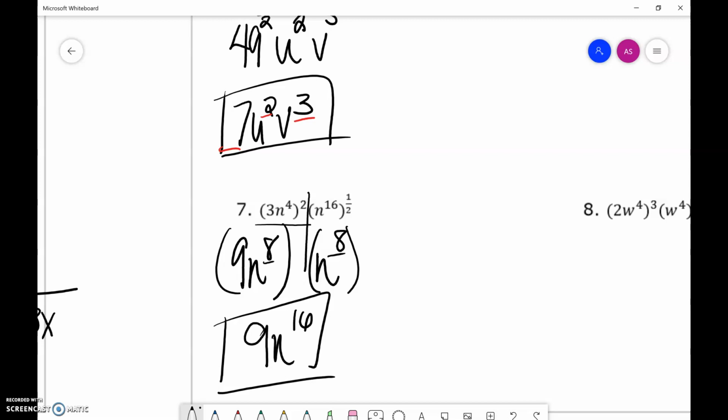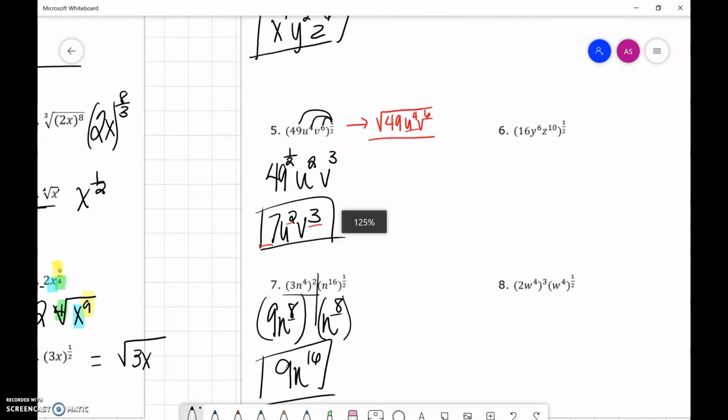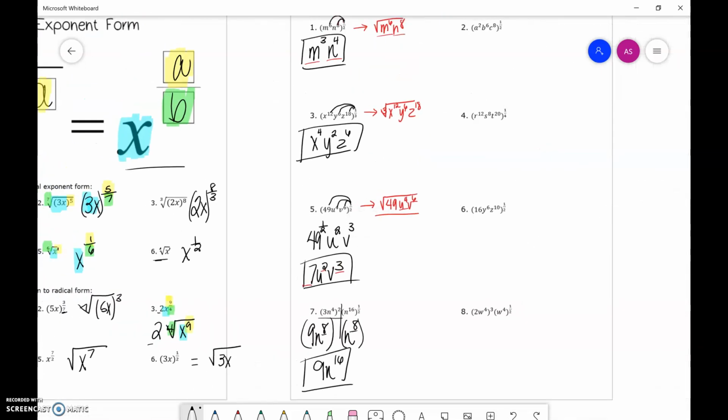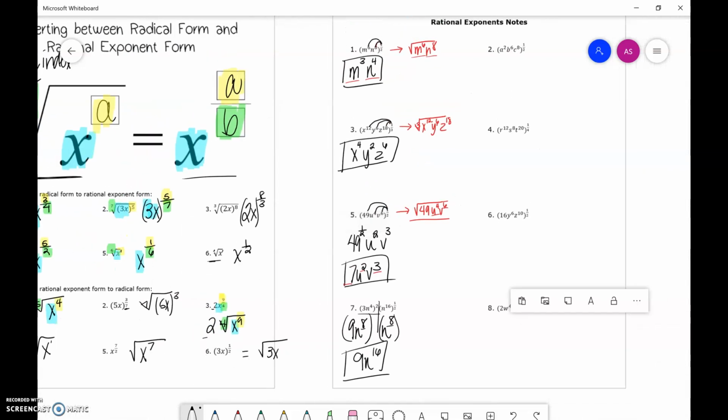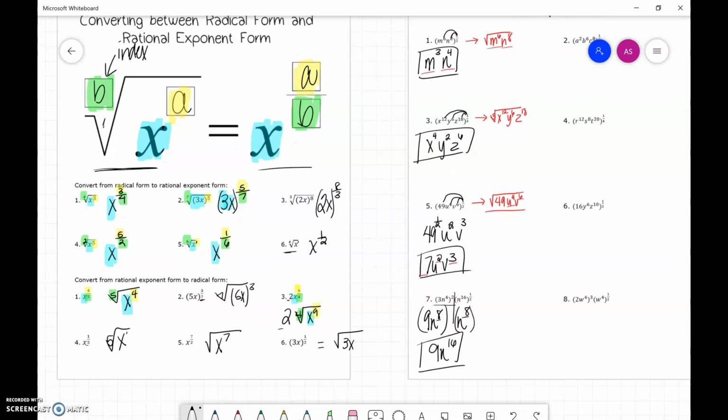Okay. So I want you to go ahead and do the evens. Then once you're done, you're going to upload all of your notes to Google Classroom so I can check it. All right.